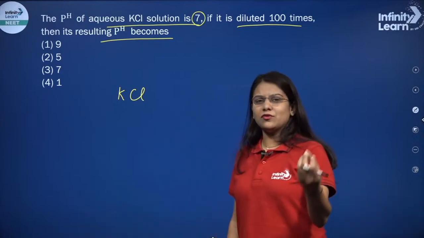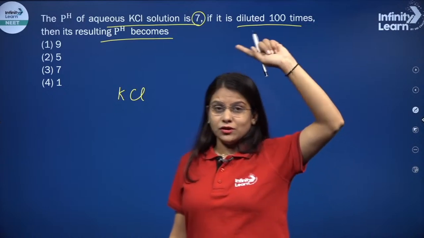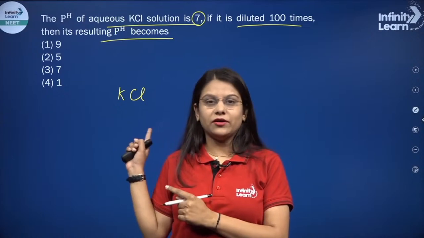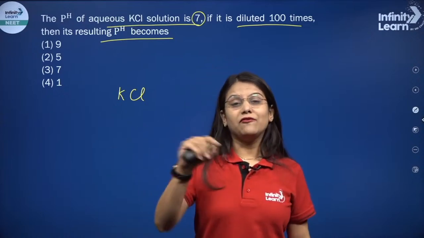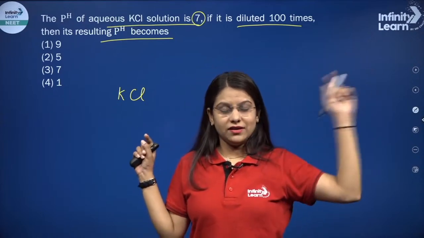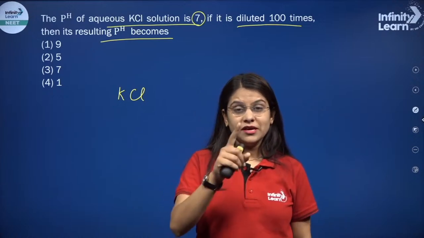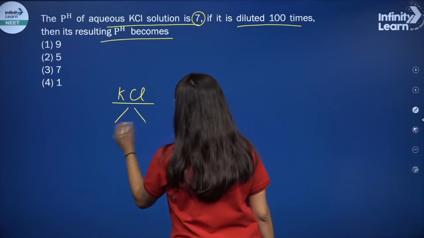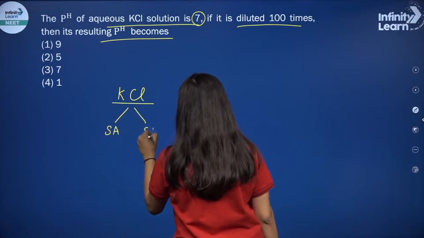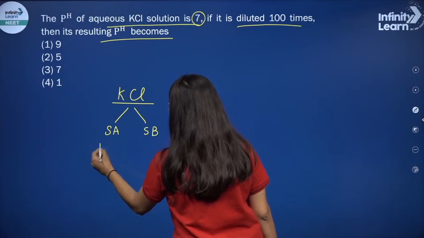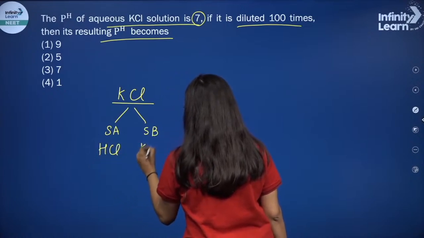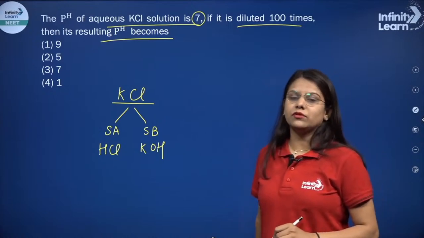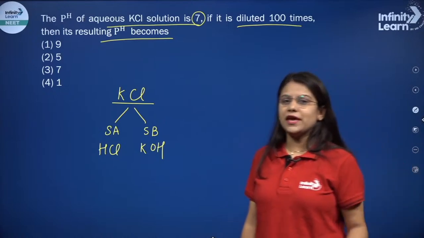But those students who are very smart learn from their mistakes. Suppose you have done a wrong question in your grand test today, you don't have to repeat this on the 17th. Remember, when such a type of question comes, check one thing. What? This is a salt. It is a salt of strong acid HCl and strong base KOH. So salts of strong acids and strong bases are neutral. So they will always have a pH of 7.